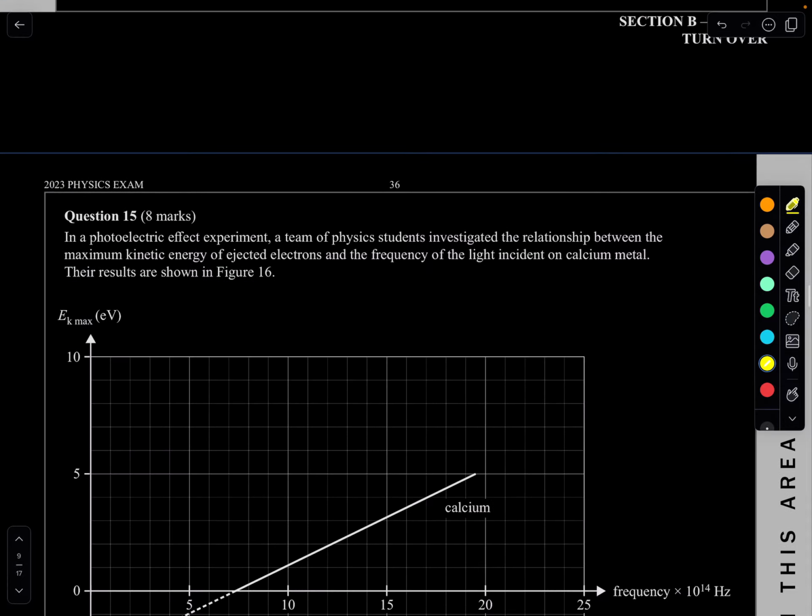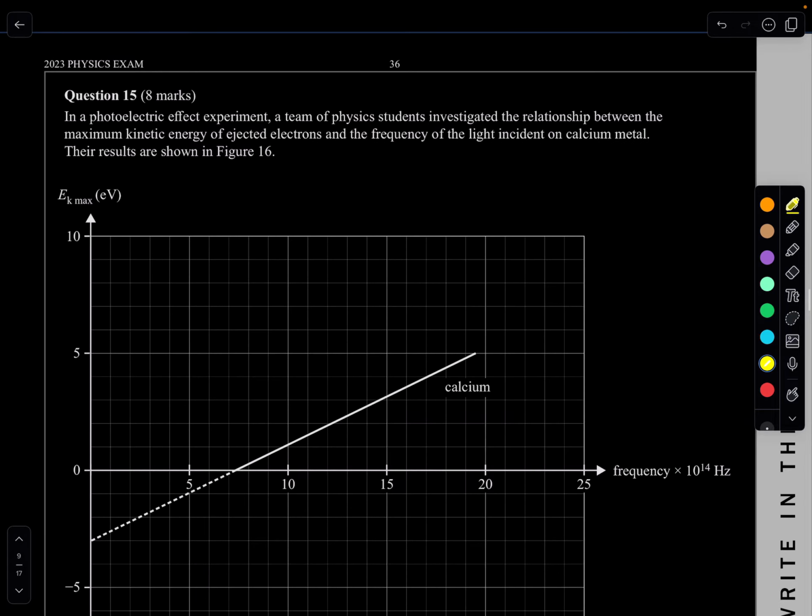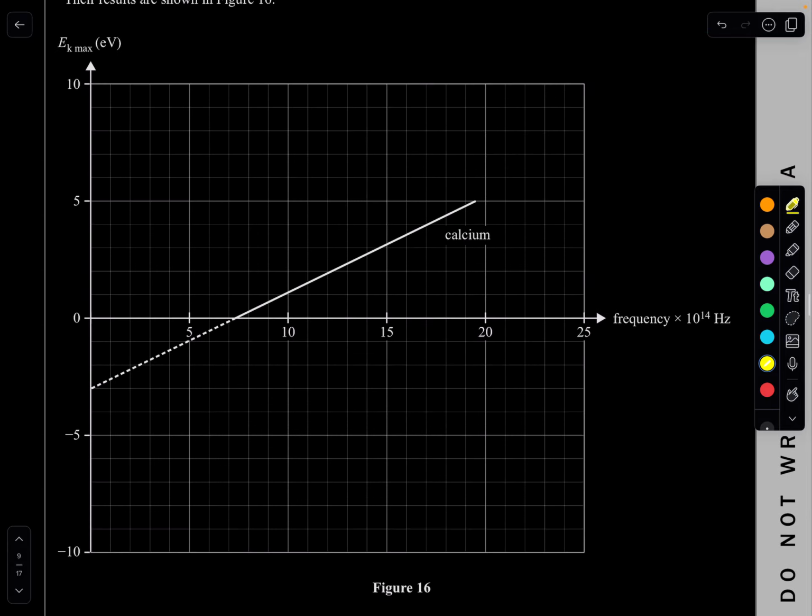Beautiful. So now, question 15. In a photoelectric effect experiment, a team of physics students investigated the relationship between the maximum kinetic energy of ejected electrons and the frequency of the light incident on calcium metal. The results are shown in figure 16.